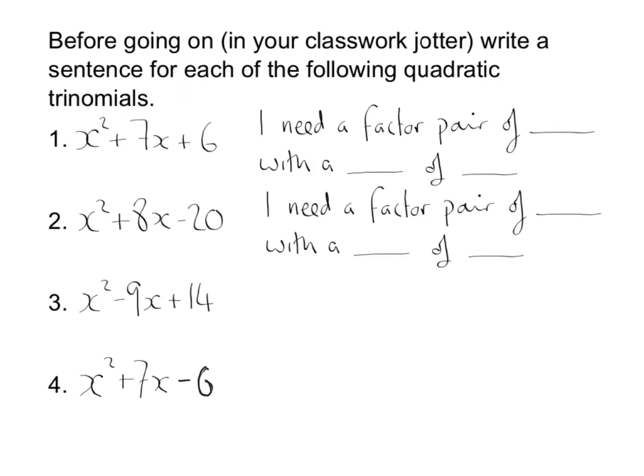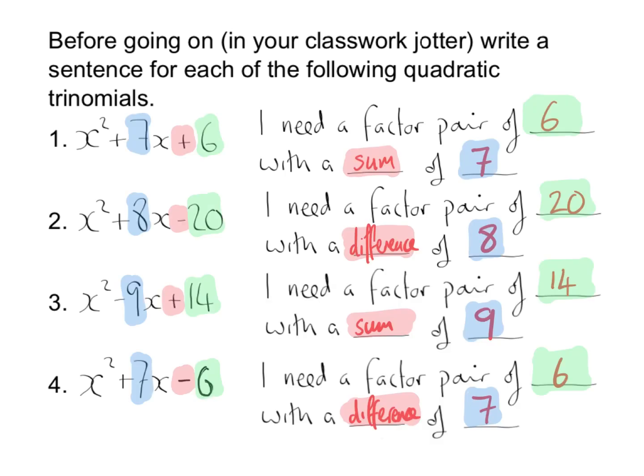So what I want you to do now is, in your classwork jotter, for each of these 4 trinomials here, I want you to write out the following sentence. I need a factor pair of something with a sum or difference of something. Remember, we're working our way from this side right across. So pause the video, try the questions, write out the sentence, and then press play when you're ready to check the answers. Okay, I'm now going to put in the answers and you can check them. So again, you might want to pause the video while you're checking them and then press play when you're ready.